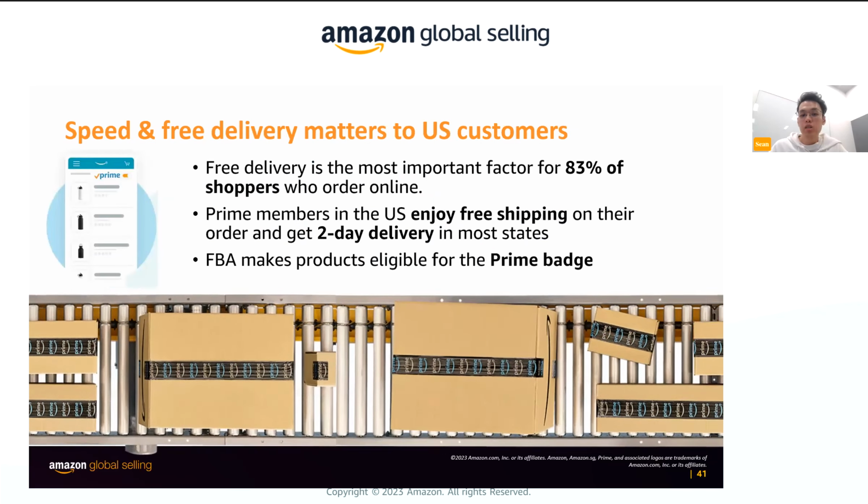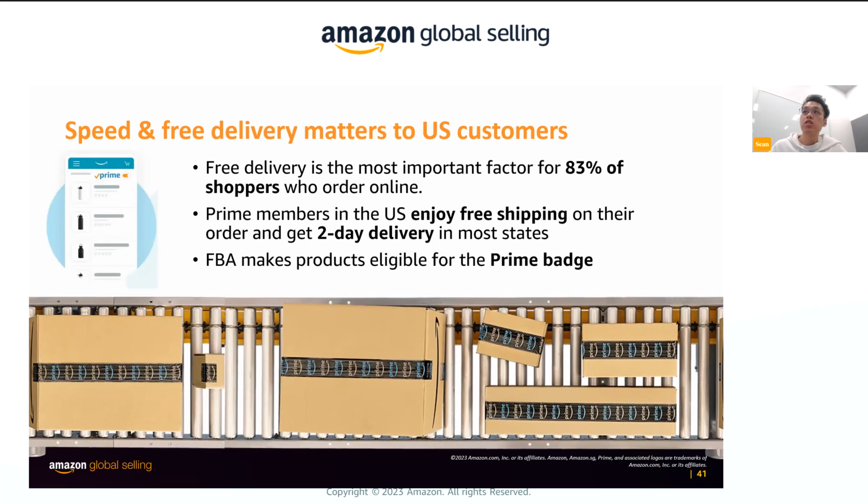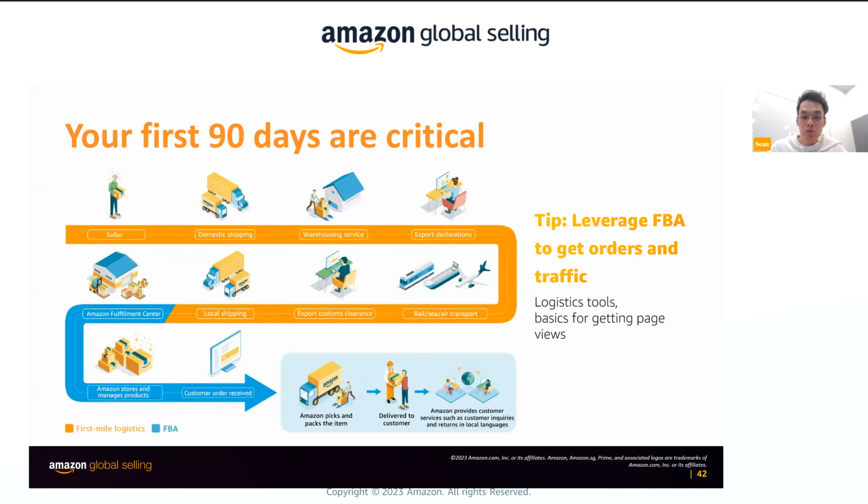Free delivery is the most important factor for 83% of shoppers who order online. Prime members in the US enjoy free shipping on their orders and get 2-day delivery in most states. FBA makes your products eligible for the Prime badge. One thing to take note of is that your first 90 days are critical, so leverage FBA to get orders and traffic.